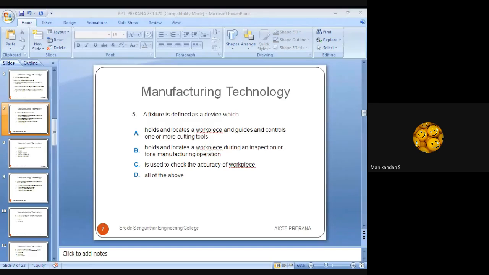Actually, the fixture is defined as a device which is used to hold and locate the workpiece during an inspection or for a manufacturing operation. Why? Because the fixture is used to hold the workpiece and guide it. That's the main objective of the fixture, whereas a device that does both functions, holding the work and guiding it, is different.